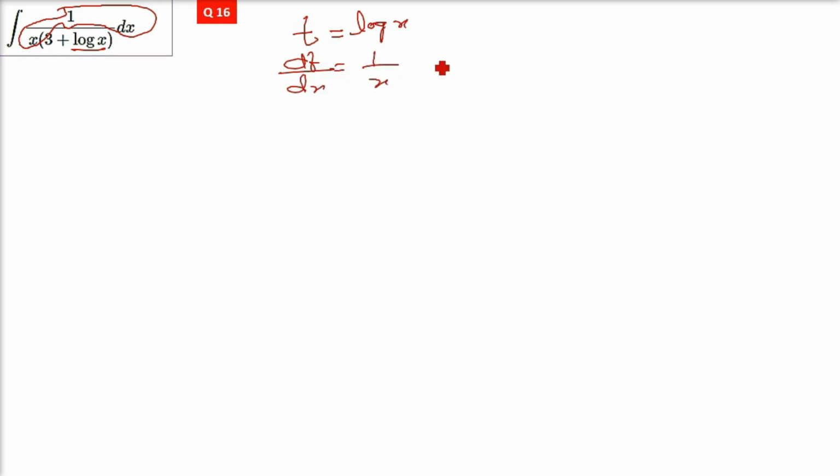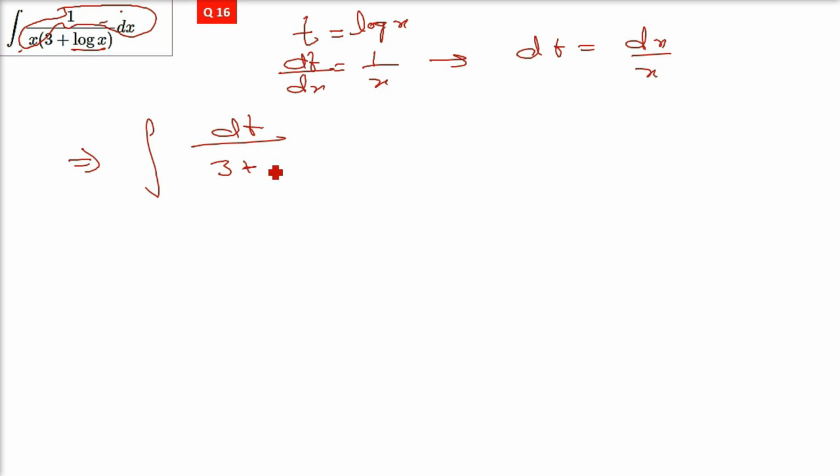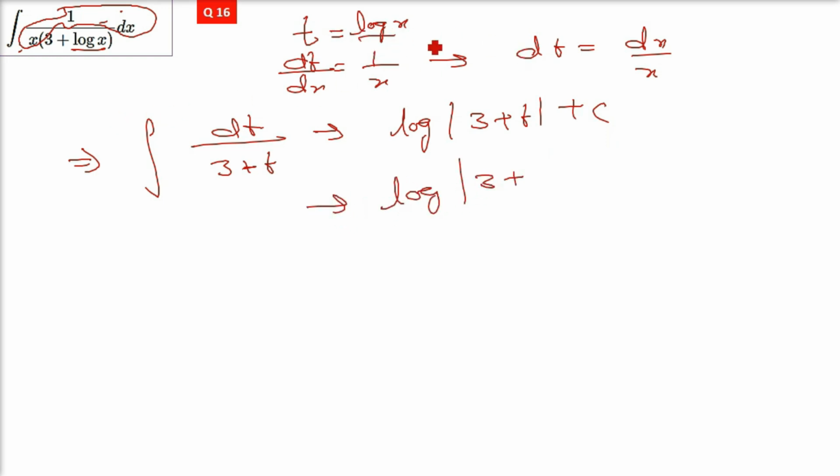When you differentiate, dt by dx will be 1 by x. So this dt will become dx by x. So dx by x is already there, so just put this dt here. So this is integration of dt by 3 plus t. If you would have taken 3 plus log x as t, you would have got the same thing. Okay, so dt by 3 plus t, this is a form of 1 by ax plus b, a is 1, b is 3 here. So log of 3 plus t plus constant of integration. In place of t, you can replace it by log x, plus constant of integration. So only 2 steps we have used.